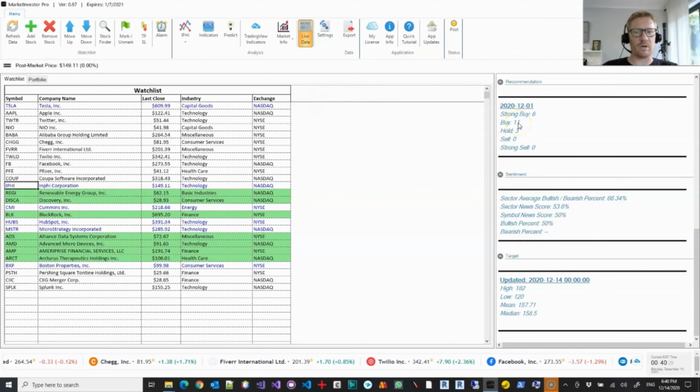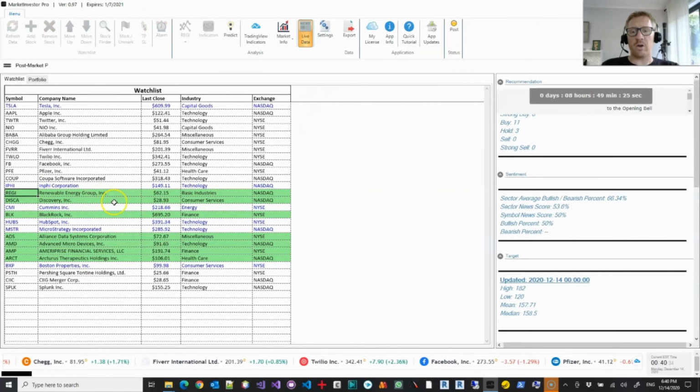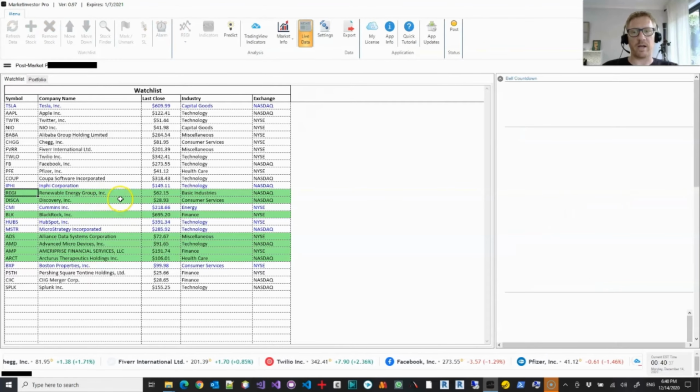Okay, so Infi Corporation, we can see here that it's got a strong buy and a buy of 11, so it's all indicating to buy, and we've got Infi at the moment. So let's look at the ones that we don't have. Renewable energy. Right, this is one that I really like.